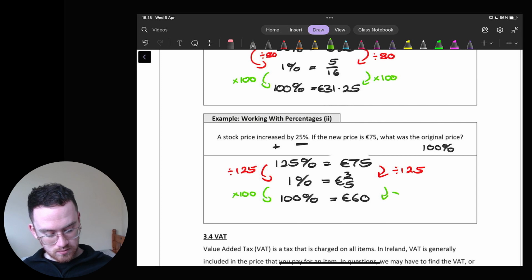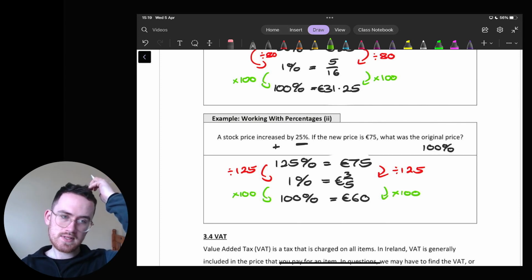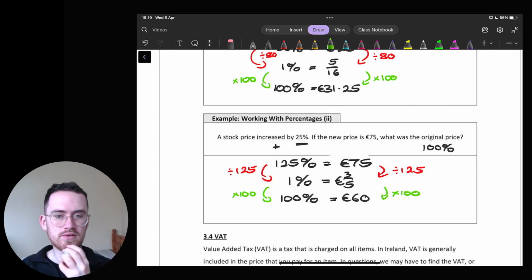I'm doing that to both sides, and I get my €60. So you can see there, the first thing we always need to do is work out what we have. What percentage do I have in the question? Then we can find out anything else that we want from that, once we know that.